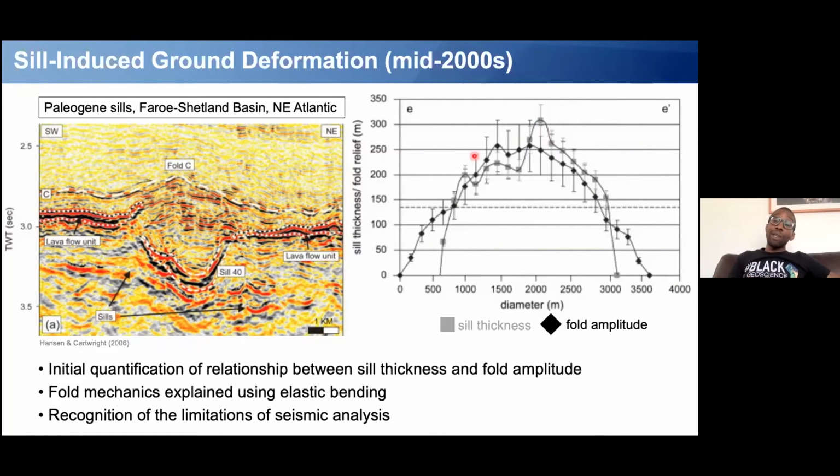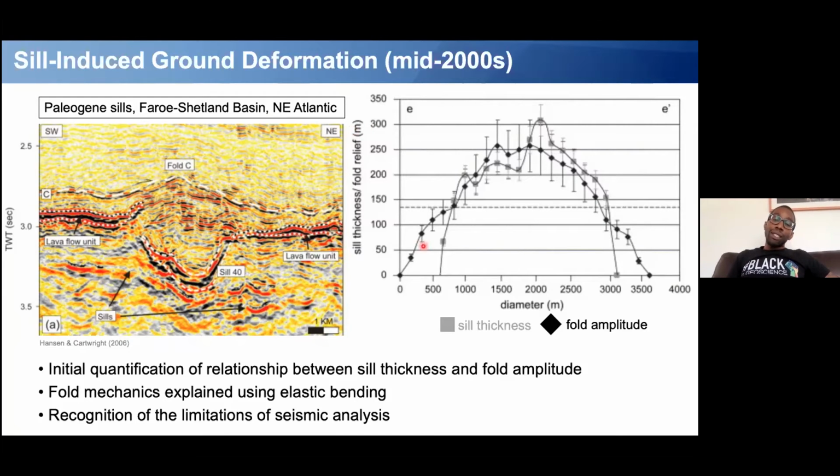They explained this because there was this close correspondence between the amount of ground deformation and the sill thickness, that it was a pure elastic bending, that all of the sill thickening and the sill inflation was taken up in pure elastic bending of the overburden. And that was the main mechanism at play.